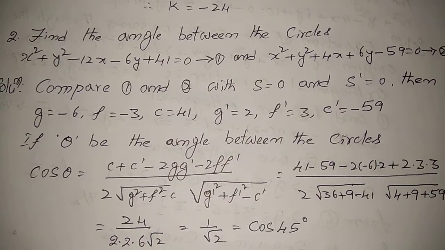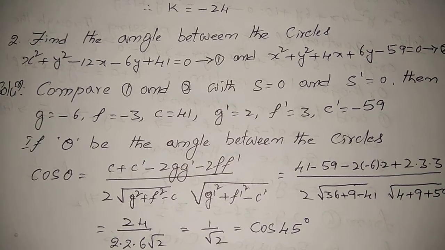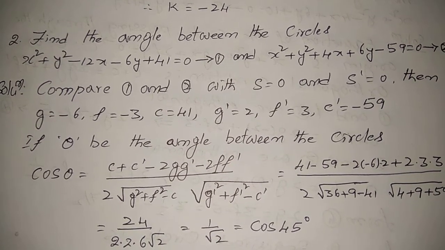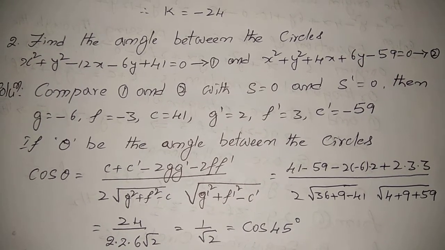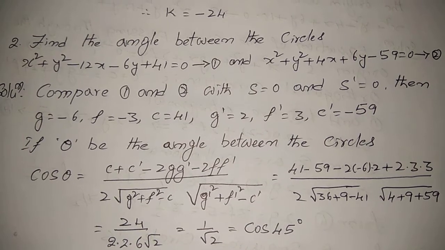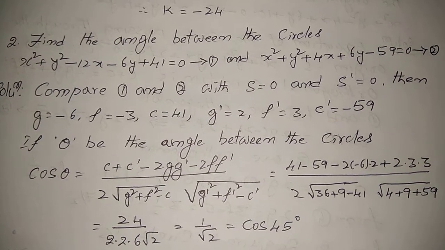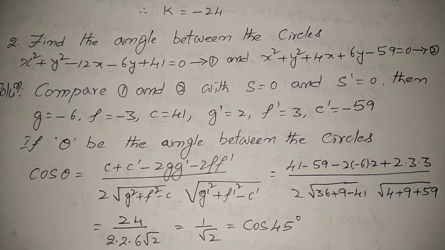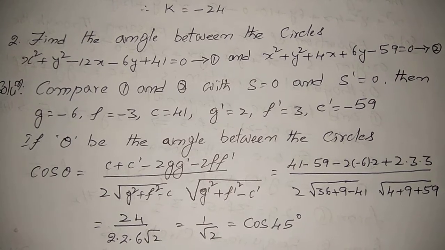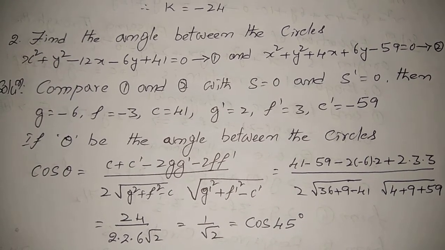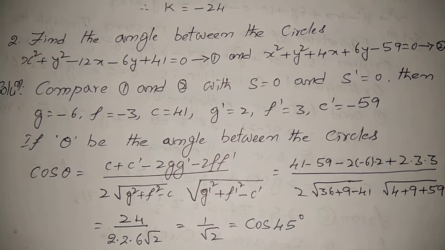Second problem. Find the angle between the circles x square plus y square minus 12x minus 6y plus 41 is equal to 0 and x square plus y square plus 4x plus 6y minus 59 is equal to 0. Compare 1 and 2 with S is equal to 0 and S dash is equal to 0. Then g is equal to minus 6, f is equal to minus 3, c is equal to 41. G dash is equal to 2, f dash is equal to 3, c dash is equal to minus 59.